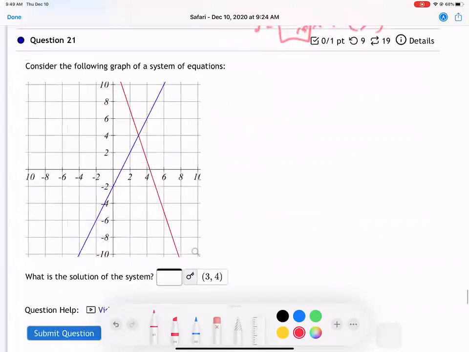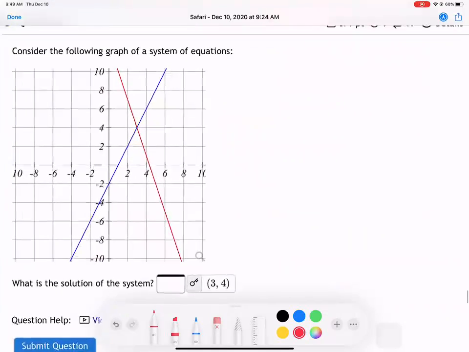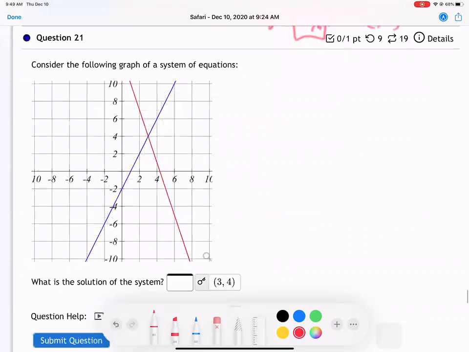Okay, we're at our end of the run. This is our newest section, our solving. Now look here, let's read the questions. Consider the following graph of system of equations. Write the solution. Solution means where do these lines meet?